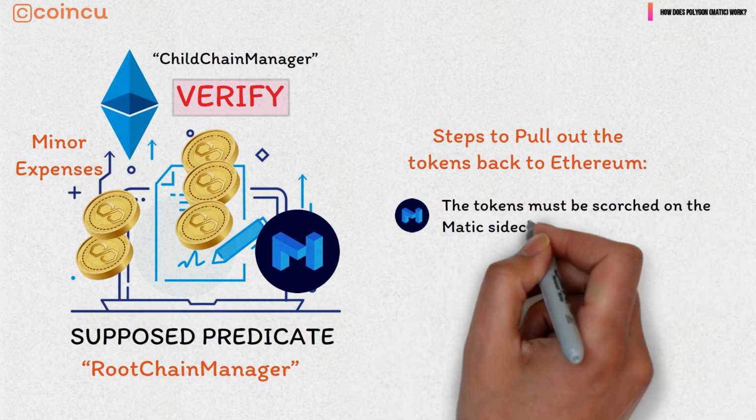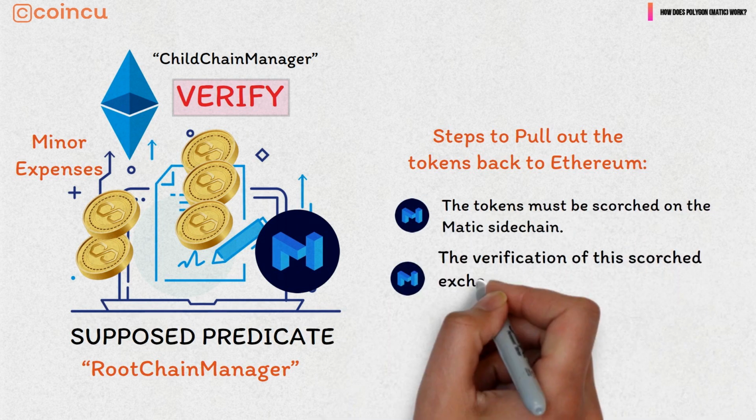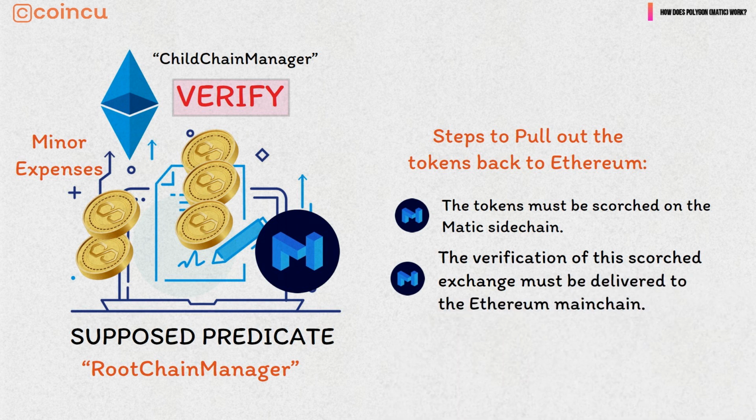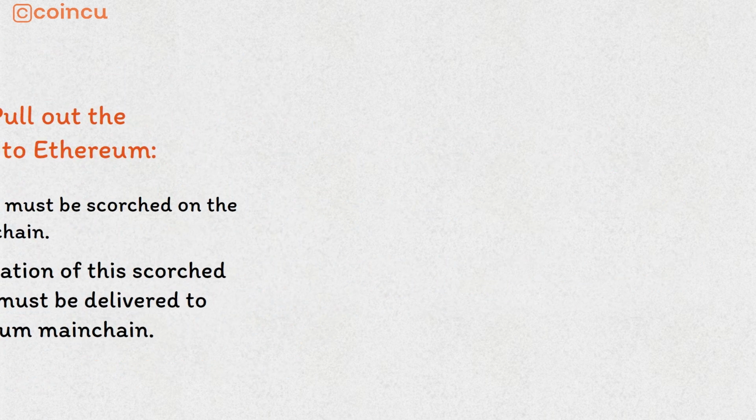The tokens must be burned on the Matic sidechain. The verification of this burned exchange must be delivered to the Ethereum main chain. When this cycle is finished, the smart contract Root Chain Manager will store back resources for the client's wallet location on the Ethereum main chain.